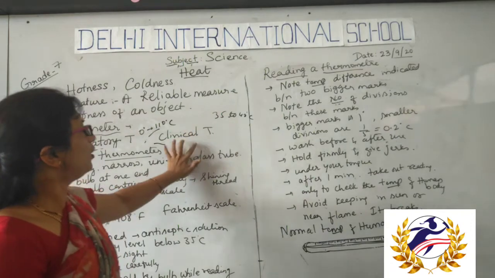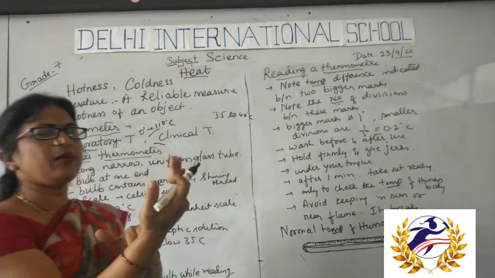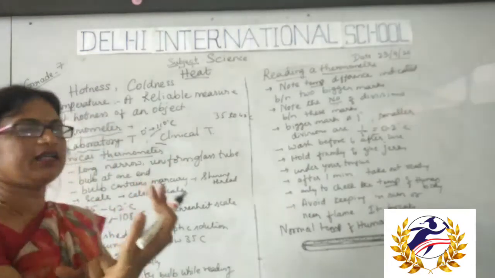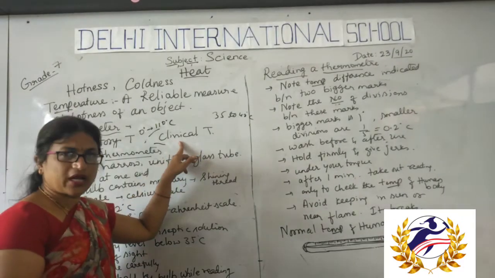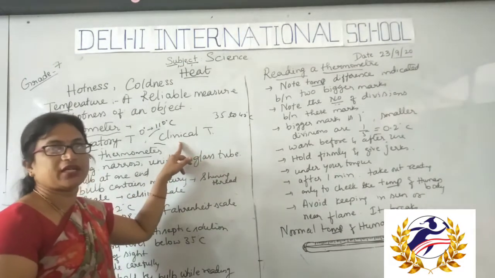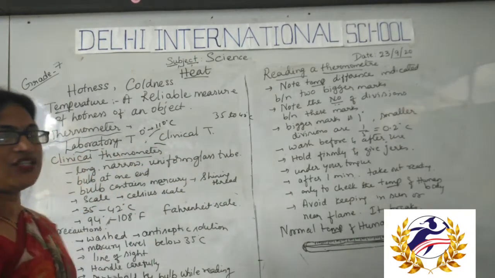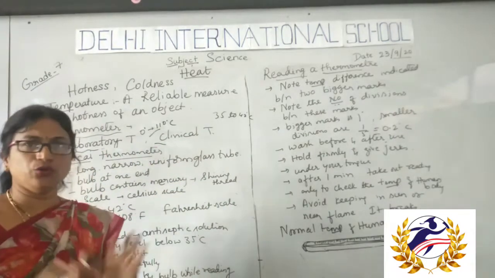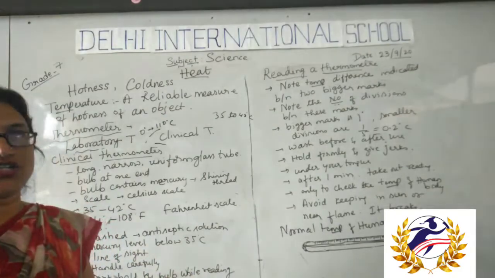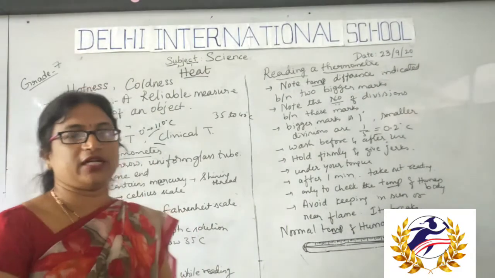So this is the clinical thermometer. It is a little bit shorter. You might have seen it. Different varieties are there, like the digital thermometer and all, so we will come to know later. So what are the features of the clinical thermometer? How does it look? What are its precautions? How to read the clinical thermometer?